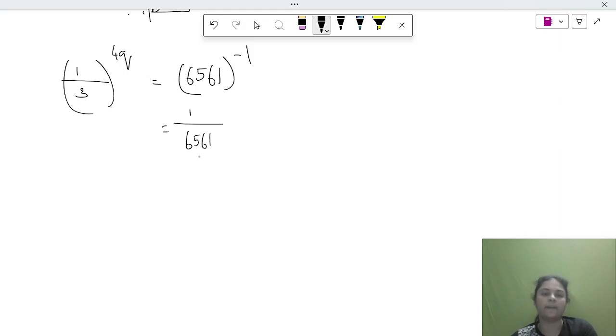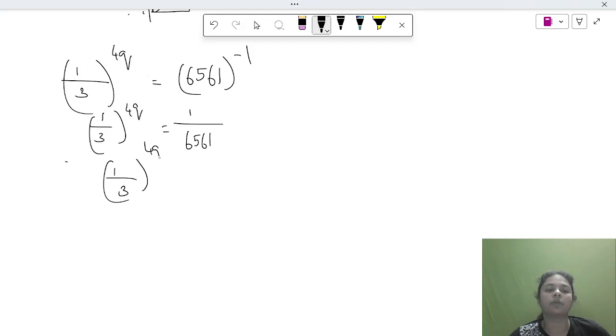So reciprocal, which is (1 by 3) to the power 4q. Now here it is 1 by 3, here it is 1 by 6561. Try to bring 6561 to the base of 3. So 3 power what is 6561? 3 power 8. Yes, 3 power 8 is 6561. So (1 by 3) power 4q is equal to 1 by 3 to the power 8.